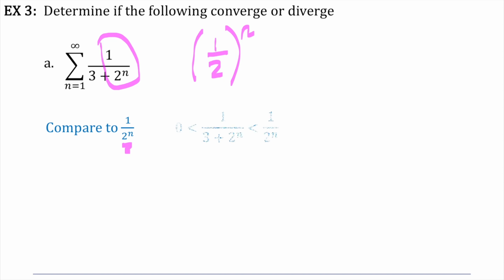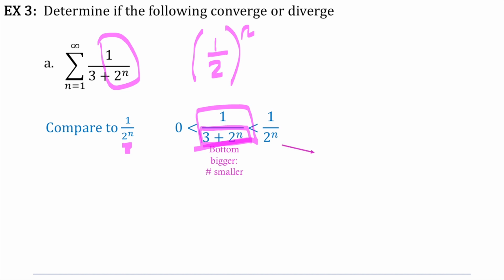Now, what I know is that 1 over 3 plus 2 to the n is smaller than 1 over 2 to the n, because on the bottom of this fraction is a bigger number, which makes the whole fraction a smaller number.